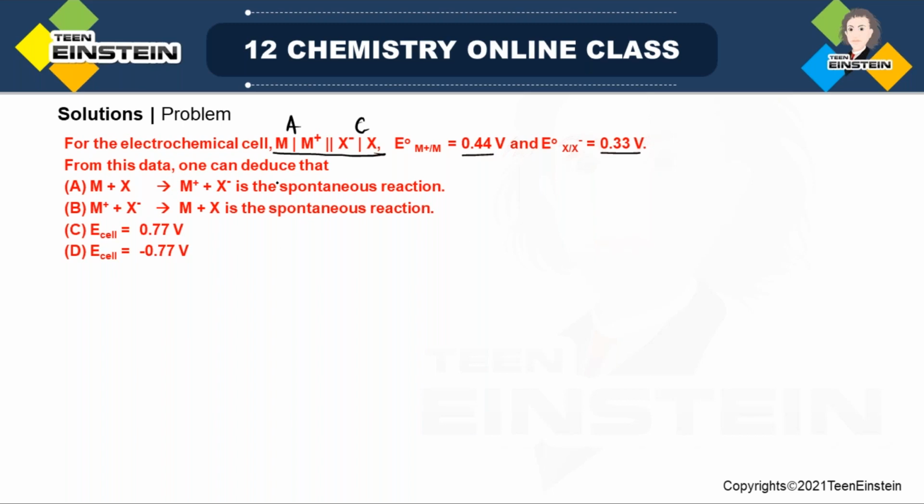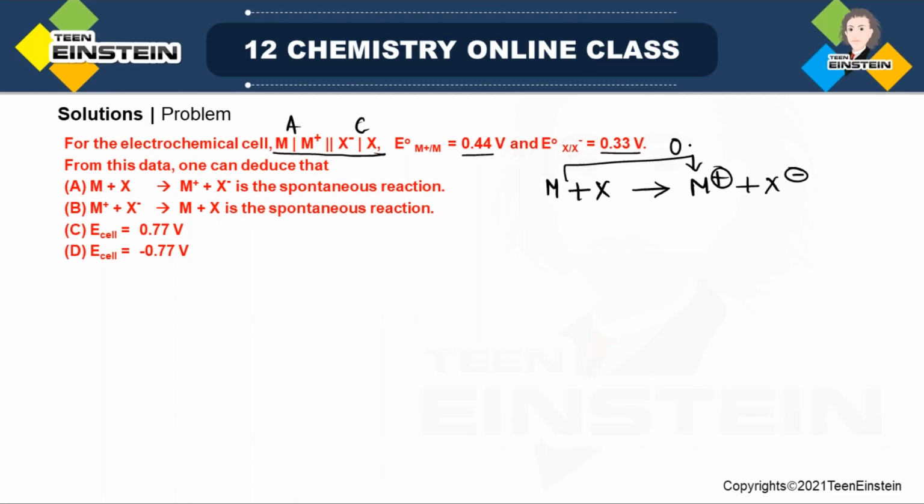So we have to check among these four statements which is correct. The first one is saying that M plus X converted to M plus and X minus, this will be a spontaneous reaction. So M plus X to product M plus X minus. Is this conversion possible? That we have to predict.